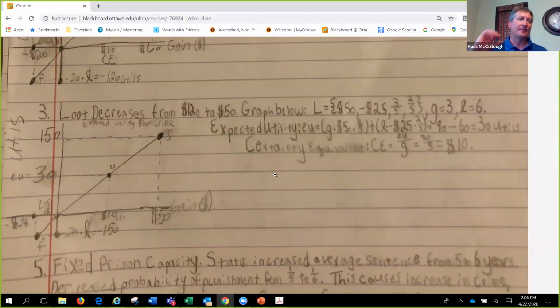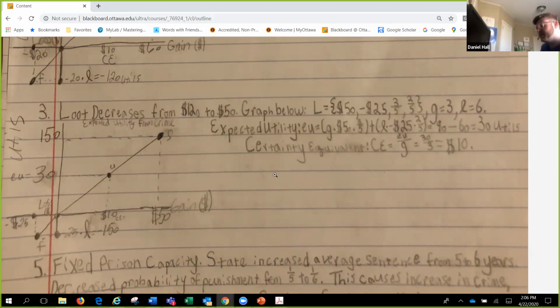All right. So I had to write with my left hand, so sorry for the bad handwriting. But loot decreased from 120 to 50, like the problem said. So that means that our total lottery goes from 50 to negative 25 with a 3/5 chance of loot and a 2/5 chance of getting caught. And G equals 3 and L equals 6. That's gain and loss. So the expected utility is going to be the 150, which is 3 times 50 from the graph.